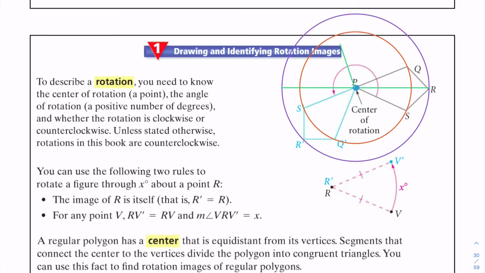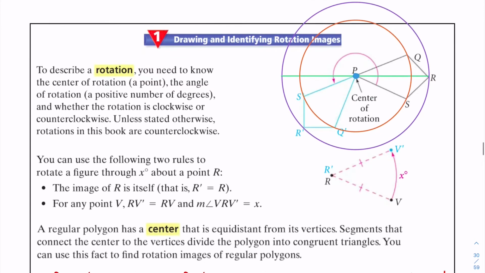Okay? And so to describe a rotation, you need the center of rotation, which is a point, the angle of rotation, which is some type of angle. Here you see it in red or pink or whatever. And that's a positive number of degrees, and whether the rotation is clockwise or counterclockwise. So this one rotated counterclockwise.